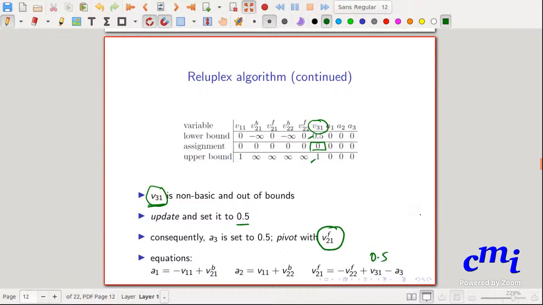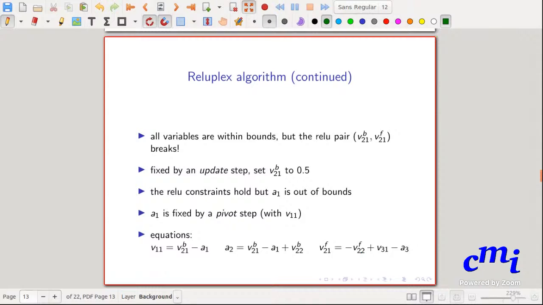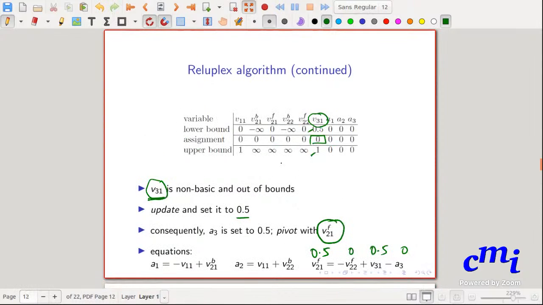Okay, this is 0, this is half. Okay, this is 0, and then everything else was 0 anyway to begin with, right? So you have this assignment, which means that all variables are within bounds, right? Because the problem was that this was out of bounds. So this was 0 and the bound was 0.5 to half.